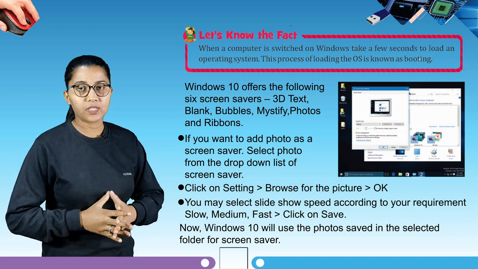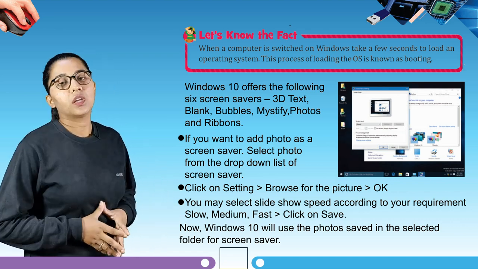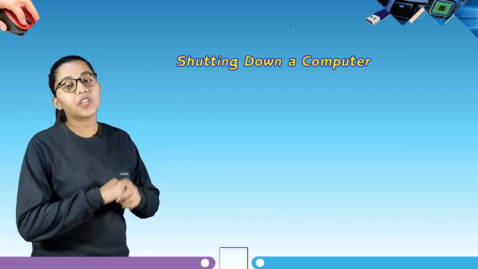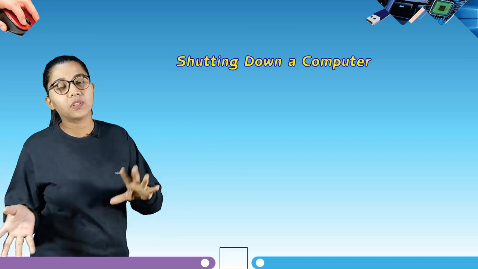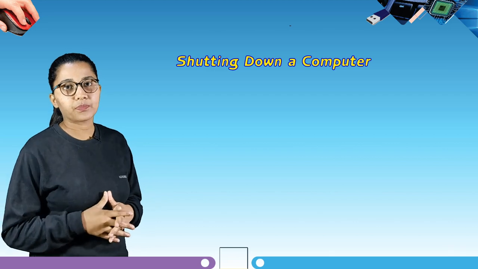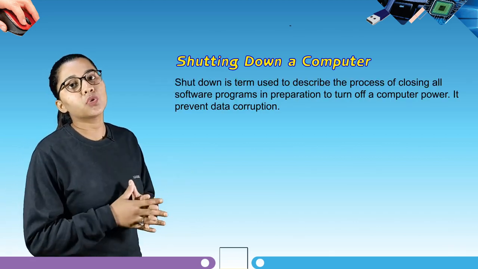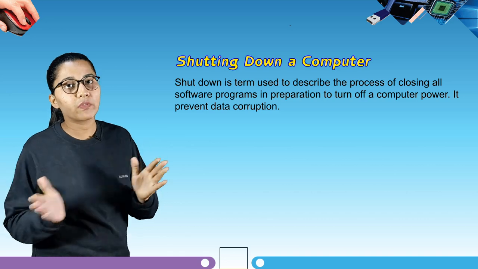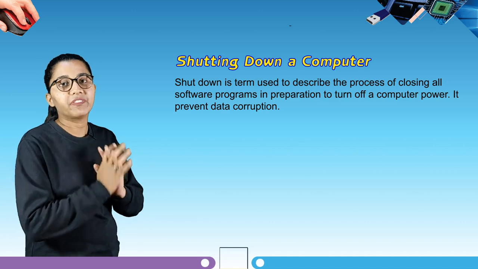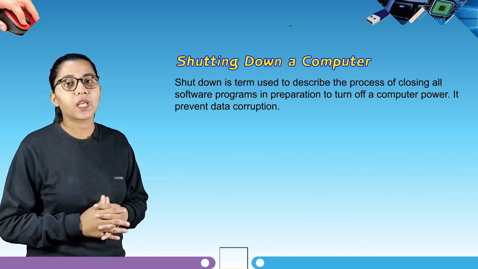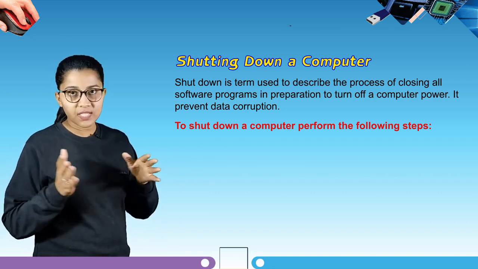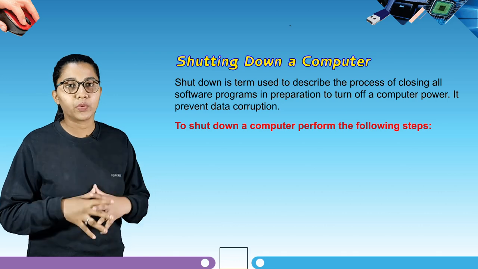Now after all this, how do we shut down our computer? Our next topic is shutting down a computer. After changing the background, screensaver and desktop icons, how will you shut down your computer? Let's learn about it. Shutdown is a term used to describe the process of closing all software programs in preparation to turn off the computer power. It prevents data corruption. To shut down a computer, follow these steps.